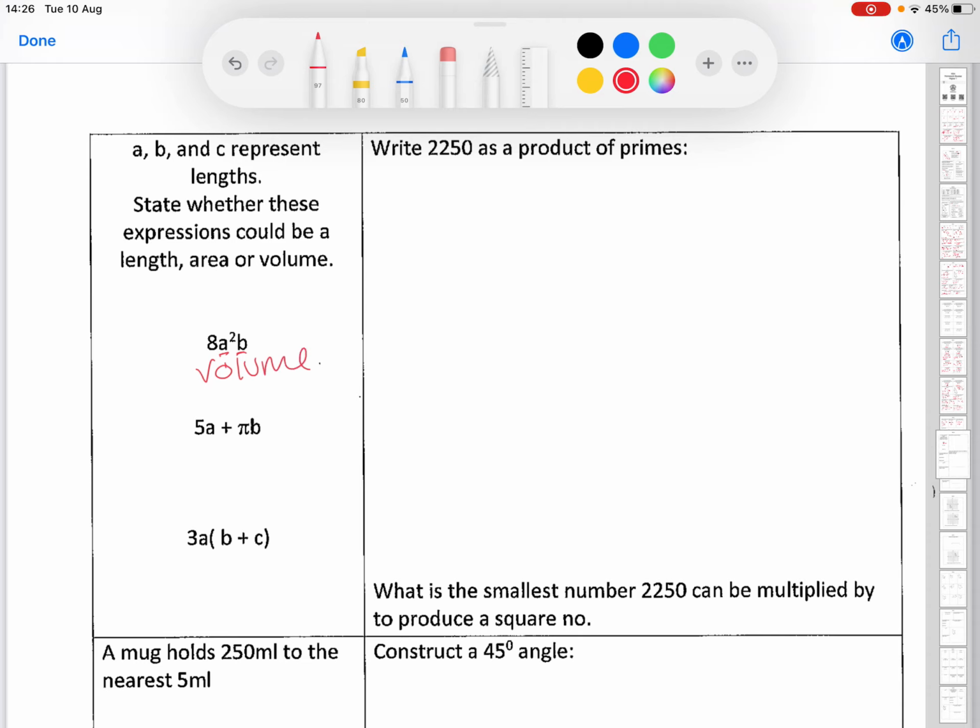So our first one, we've got 1, 2, 3 there. So that means therefore that's a volume. This one we've got 1 and another 1. Therefore that's a length. And this one, if we expand our bracket first, we've got 3AB plus 3AC. So we've got 2 and a 2. That makes an area.